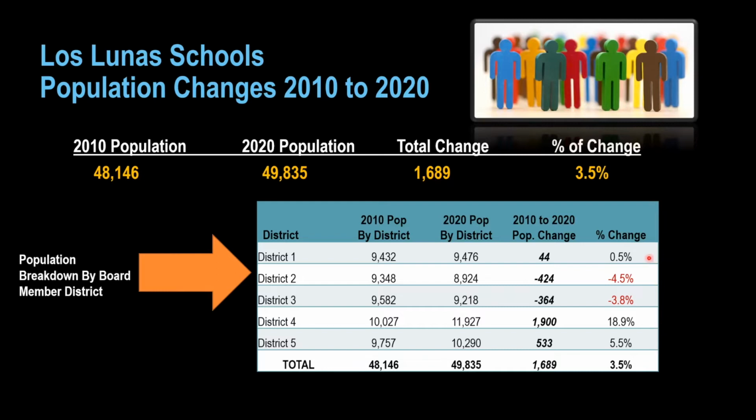In District 1, we've seen a 0.5% increase in population. Both Districts 2 and 3 have seen declines in population, with District 2 losing 4.5%, while District 3 has lost 3.8%. However, Districts 4 and 5 have seen some significant gains, of 18.9% in District 4, and District 5 seeing 5.5%.